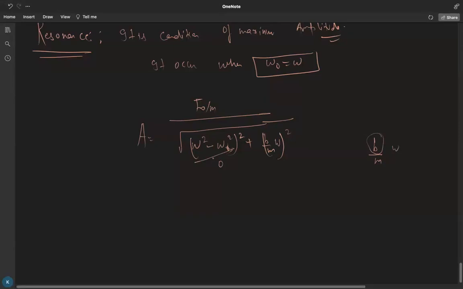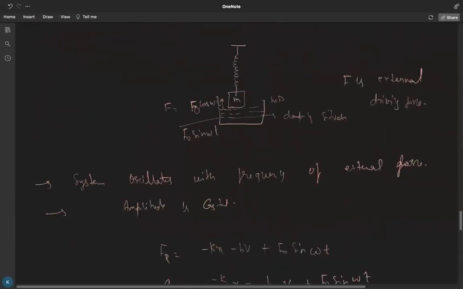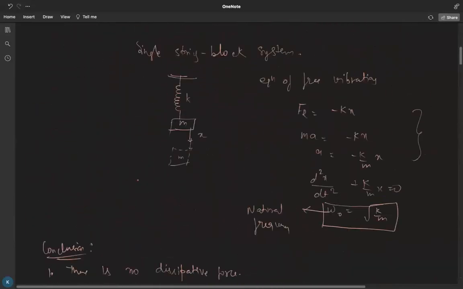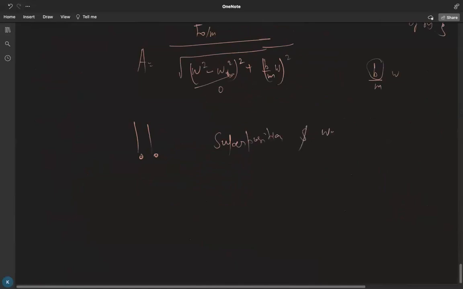So what is resonance? Resonance is a condition when we have maximum amplitude, and it occurs when the angular frequency of the driving force is equal to the natural frequency of the system. I hope it will be clear to all of you. I think that's all for today, and tomorrow is our last class on oscillations, in which we are going to deal with superposition and waveforms. Okay, that's all for today. Thank you.